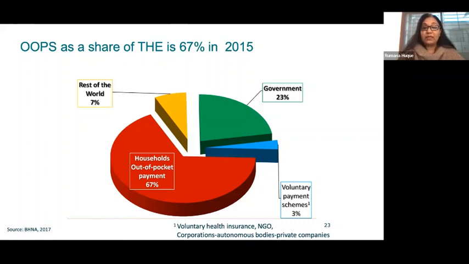And rest of the world means the development partners, international NGOs all together, and even some from NGOs. But NGOs generally also get funding from development partners or other voluntary sources, companies, or some donations. So this is only 7%. And any other voluntary payment schemes, any prepayment mechanism, insurance is really low in the country. And this 3% includes health insurance, some other NGOs, corporations, autonomous bodies, all together comprising 3%.